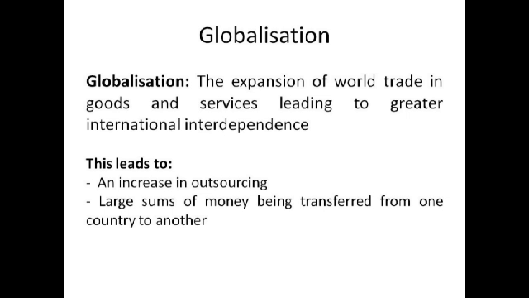Globalisation is the expansion of world trade in goods and services, which leads to a greater international interdependence. International interdependence is when countries rely on each other for goods and services, like a big happy family that's not very happy. And it leads to an increase in outsourcing and large sums of money being transferred from one country to another, because people are exporting and importing all the time, so they're buying and selling across borders.